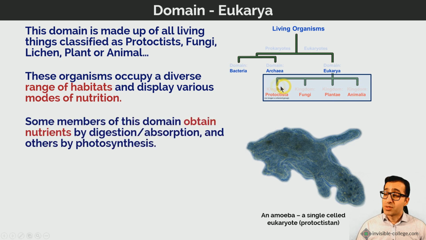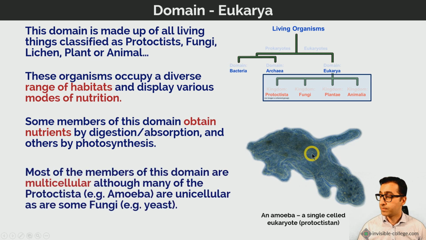So most of the members of this domain, Eukarya, including all of the organisms that exist within all the kingdoms of the Eukarya, most of them are multicellular organisms which are made up of multiple cells, although some, like the protists, are unicellular organisms, and an example of that would be the amoeba, which is a single-celled eukaryote, a protoctistan. Now, fungi can be unicellular or they can be multicellular. So an example of a unicellular fungus is the yeast fungus, but many of them can also be multicellular as well.